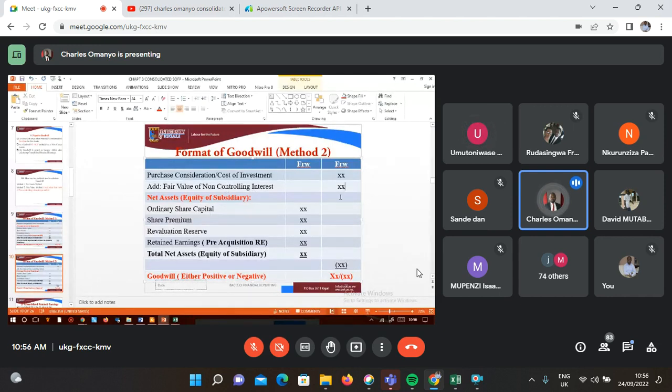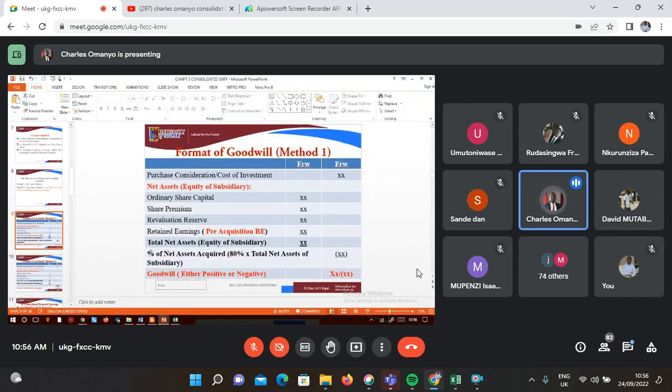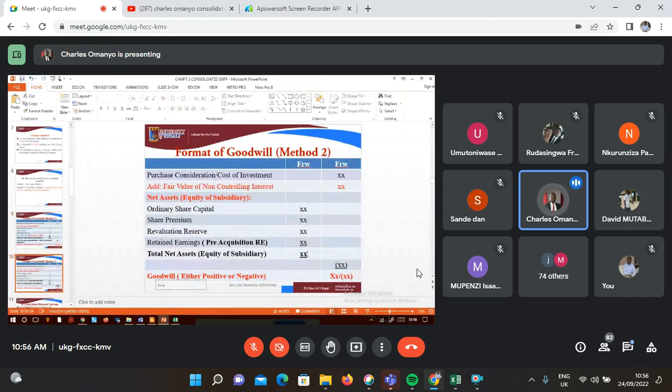So you add the fair value of non-controlling interest to your purchase consideration. What is the difference between method 1 and method 2? That is the difference. And then the same way you picked the equity, you also pick the equity of the subsidiary. But here, the whole equity is transferred. In method 1, we took the percentage of the total net assets, but in method 2, you assume it is 100%.